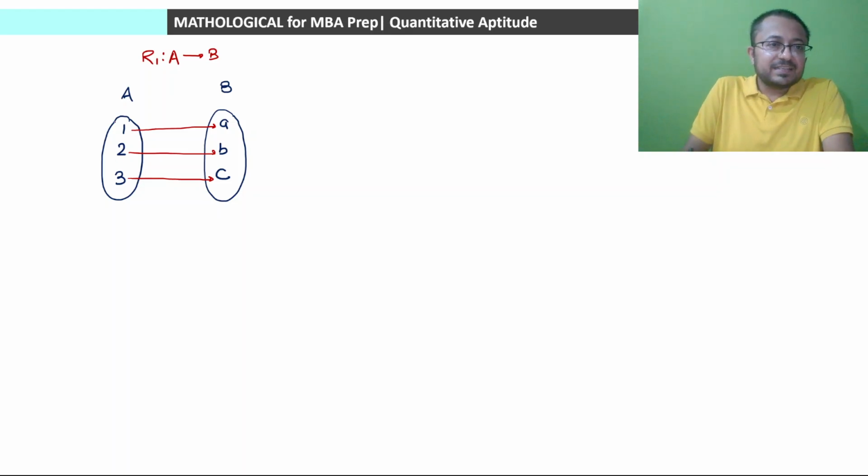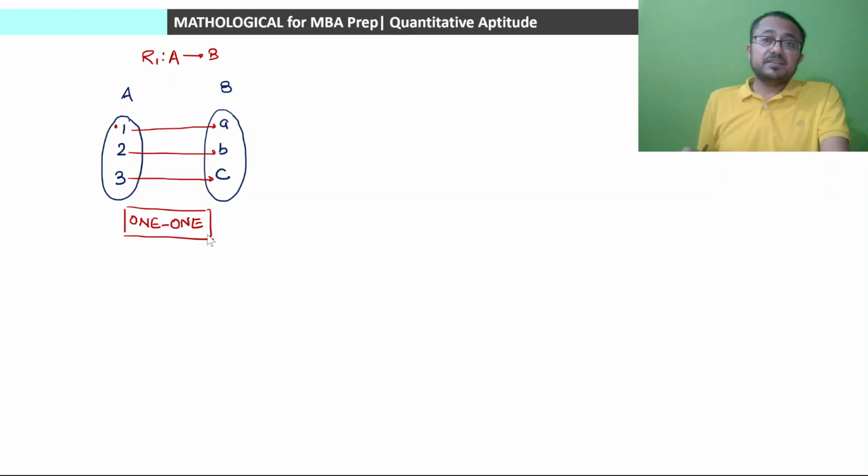Now, in such a case, in all the cases, exactly one element of set A is related to one element of set B. So such a relationship is called a 1-1 relationship, because one element from set A is related with one element from set B. The 1-1 relationship.